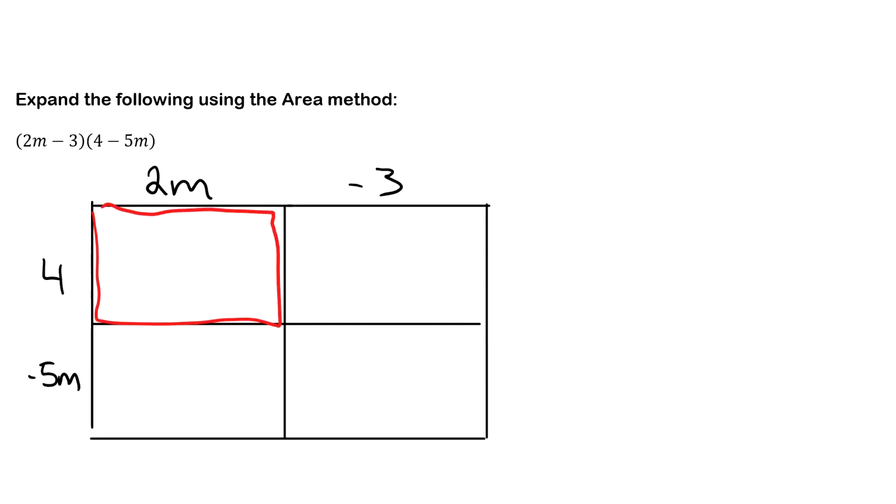So 4 times 2m, I'll write it up here, 4 times 2m, and we know that equals 8m. Now we need to find the area for the box to the right of it, so 4 times negative 3 is negative 12, negative 5m times 2m, negative 10m squared, and then we have negative 3 times negative 5m, which is 15m.